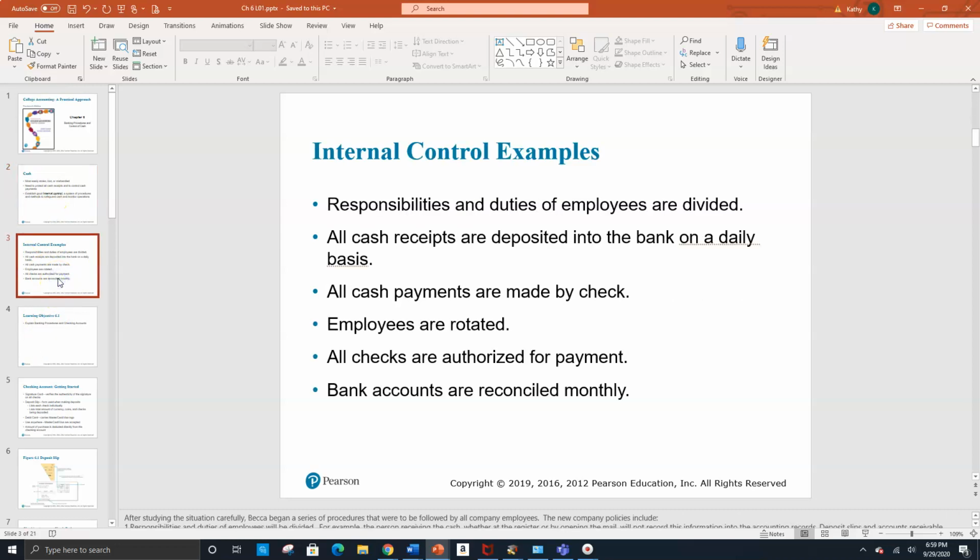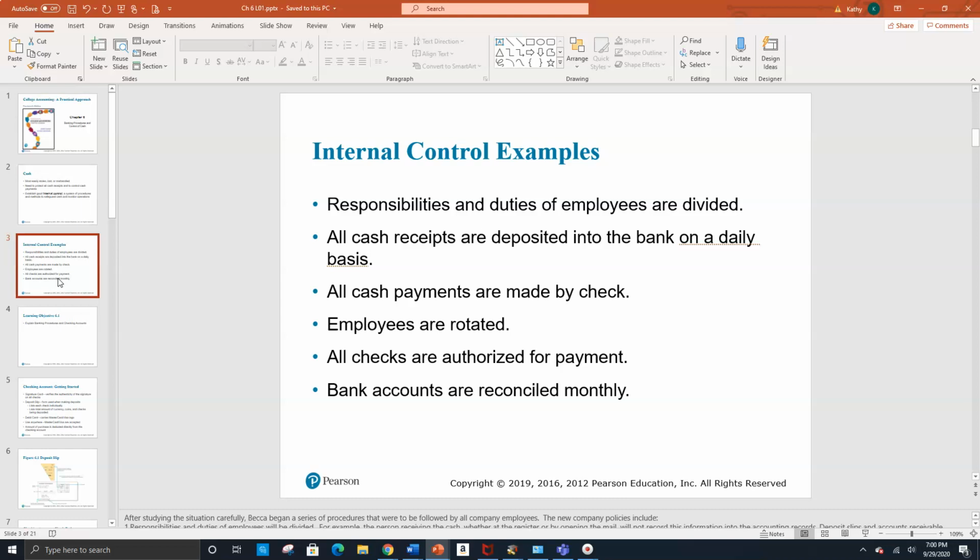Internal control examples: responsibilities and duties of employees are divided. The person getting cash in, maybe in a mail room or getting checks in, would not be the same person depositing the cash. That way there's some accountability, so the same person can't put stuff in their purse and walk out on you. So you have to have internal controls and split responsibilities and duties. All cash receipts are deposited into the bank on a daily basis. You want to get that cash in the bank as soon as possible.